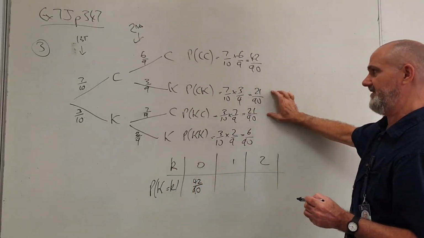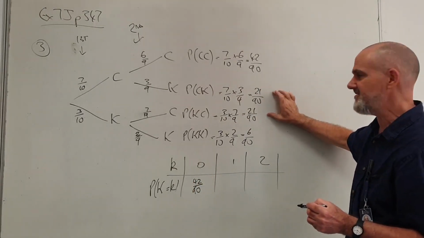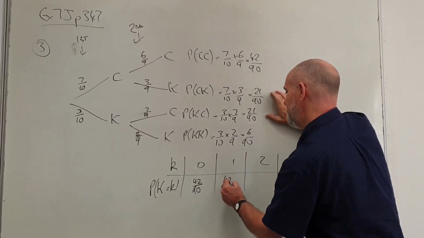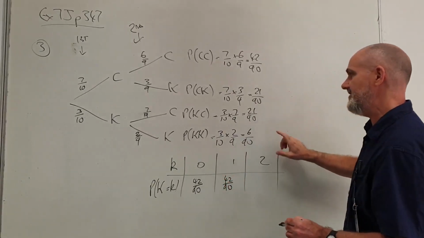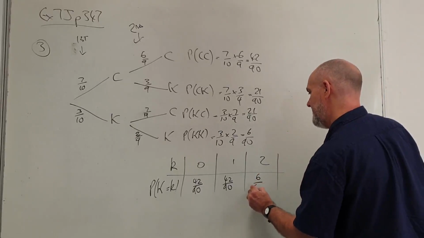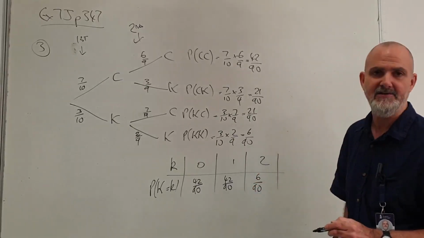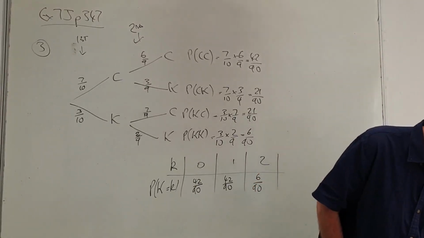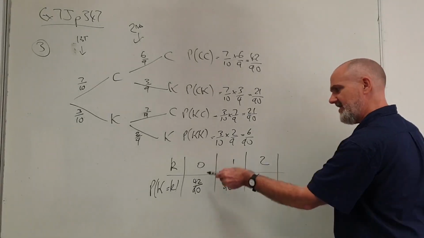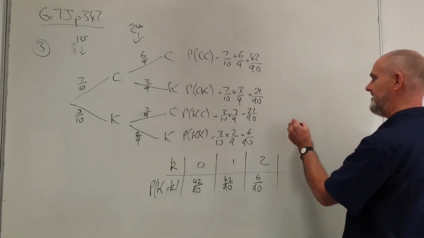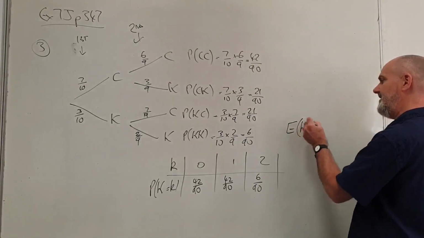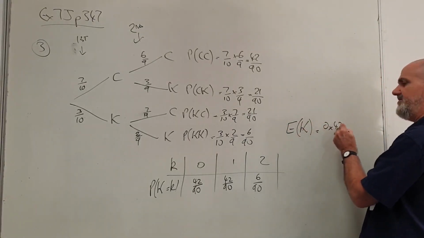1 key is both of these. So we have to take both possibilities. So that again is 42 out of 90. And 2 keys, there's only that one there, which is 6 out of 90. So the expected number of keys is that times that, plus that times that, plus that times that. So expectation of k equals 0 times 42 over 90.